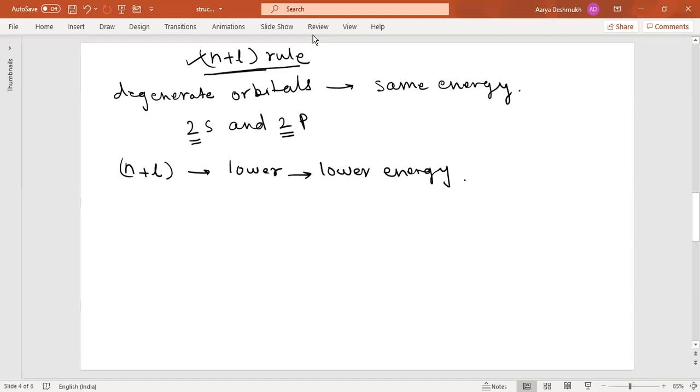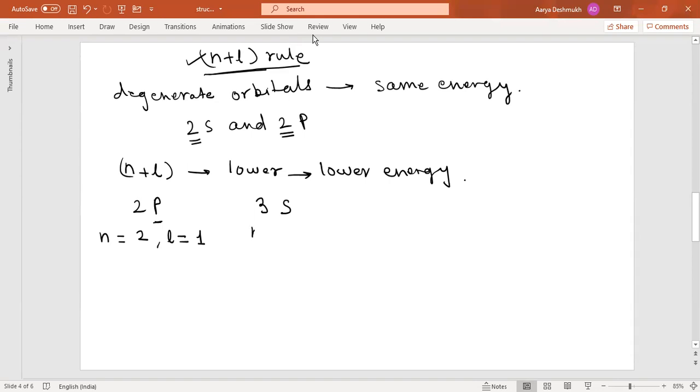I'll explain this with an example first. Take orbitals like 2p and 3s. What is the value of n here? It is equal to 2, isn't it? Since it is a p orbital, L will be equal to 1. You should be very clear with the L values. L equal to 0 is the s orbital. L equal to 1 is the p orbital. L equal to 2 is the d orbital. L equal to 3 means the f orbital.